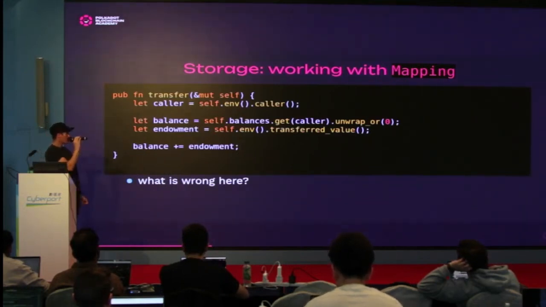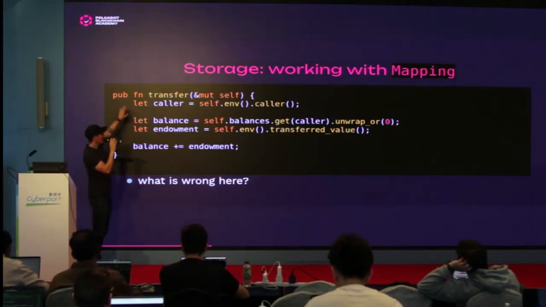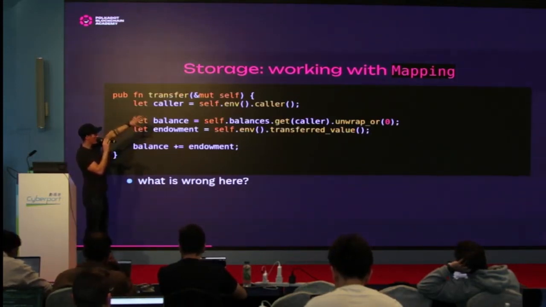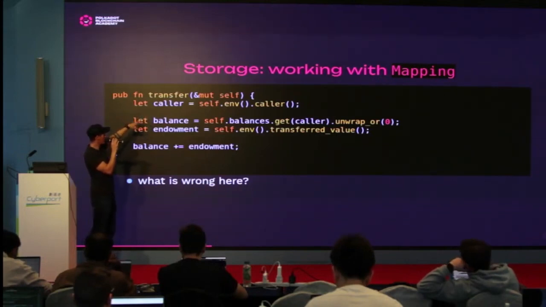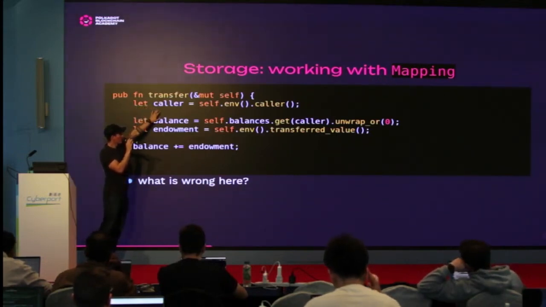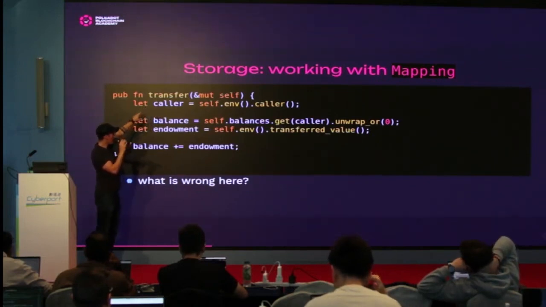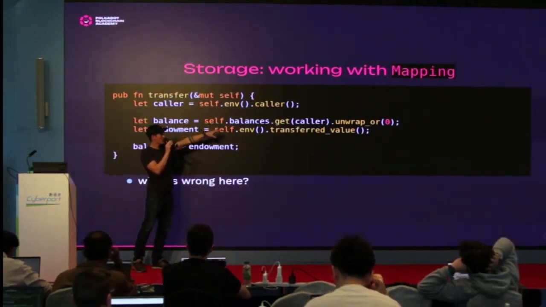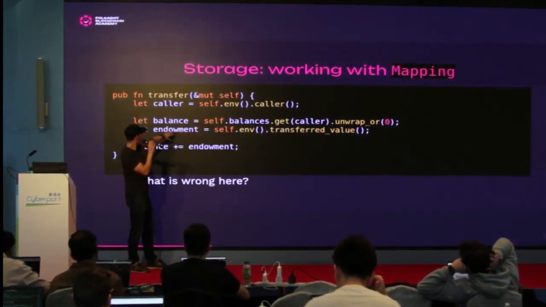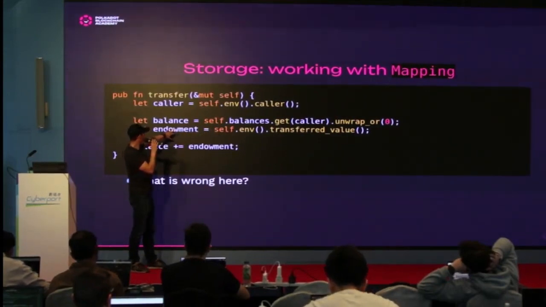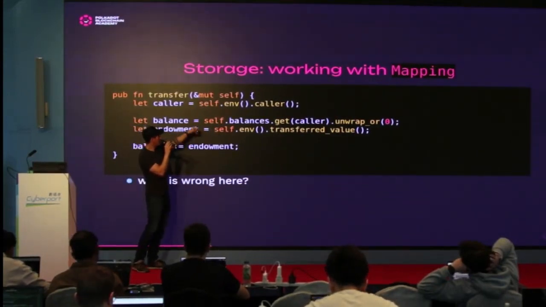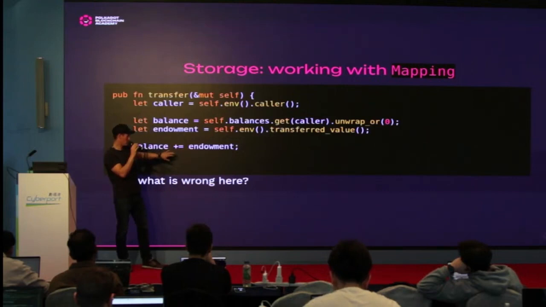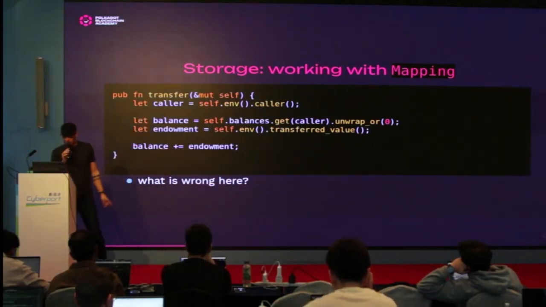And here's another one. A transfer function takes a mutable reference to self, so that means it's transacting, changing the storage. That's whoever called it. We read that account's balance. If it's not there, it's 0. And we add whatever value was transferred to that balance. And the question is, what's wrong here? Why is that a bad idea?